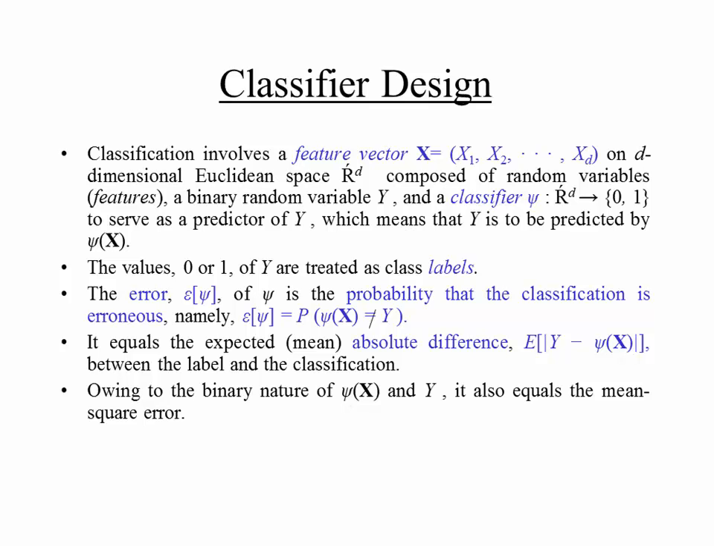The error epsilon sub psi of that classifier is the probability of misclassification, the probability of making a wrong classification. And I showed you last time that that equals the expected value of the absolute value of y minus psi of x. I explained to you last time why that is the case. And because this is binary classification, this quantity is also equal to the mean square error.